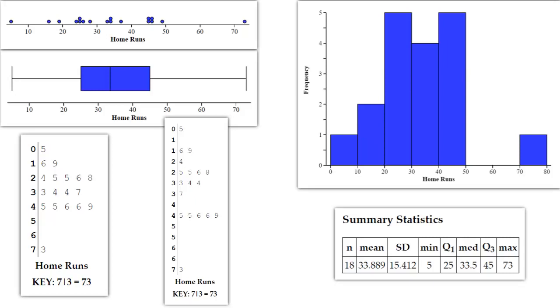What measure of variability, what measure of spread should we use? We said this is approximately symmetric. So what measure of variability or what measure of spread? Standard deviation. I would use standard deviation. If you use the mean to describe the center, then you would use the standard deviation to describe the spread.